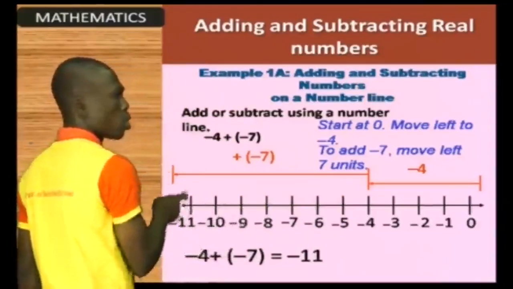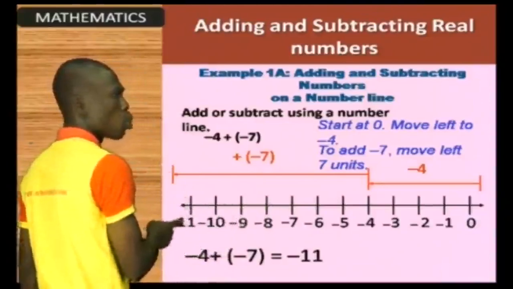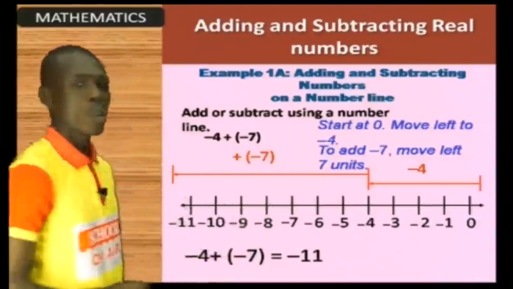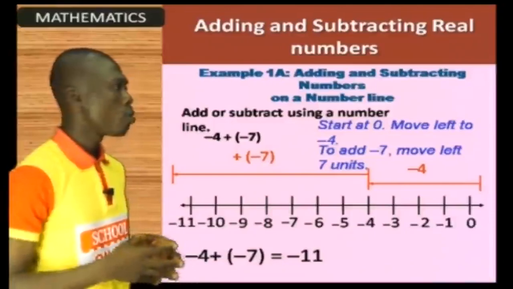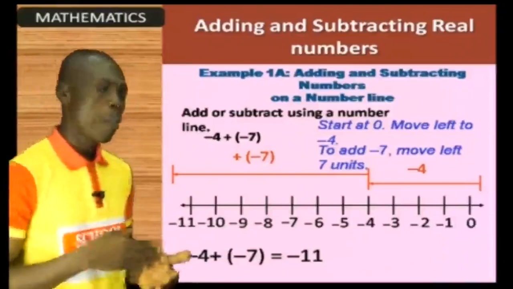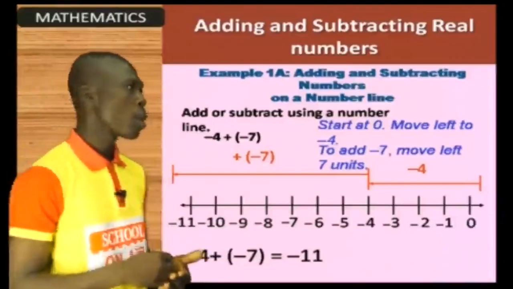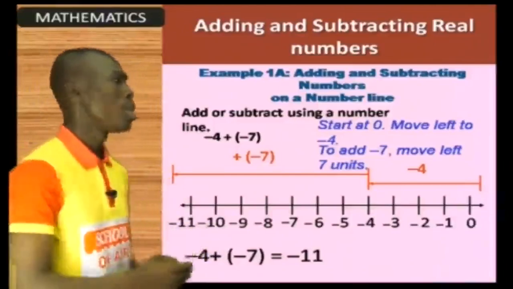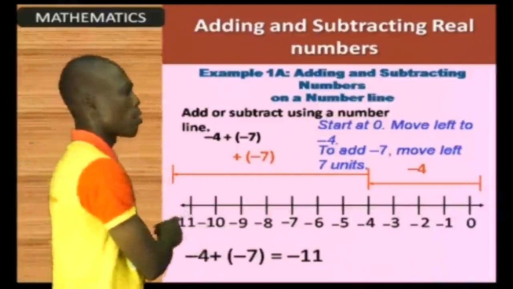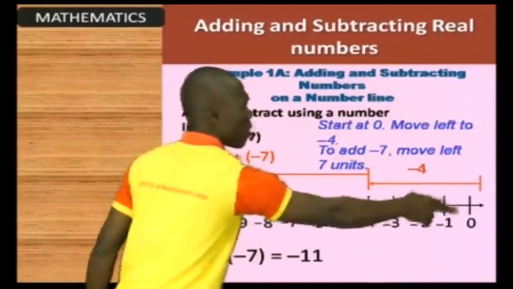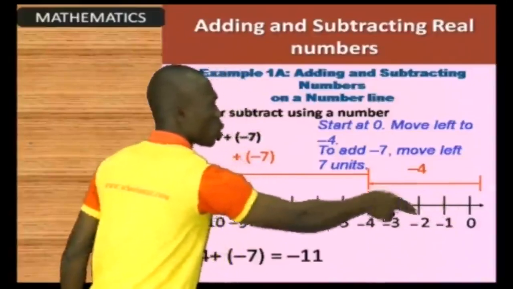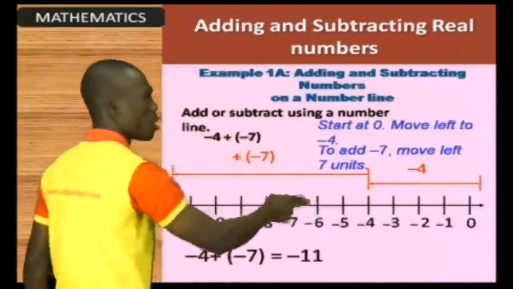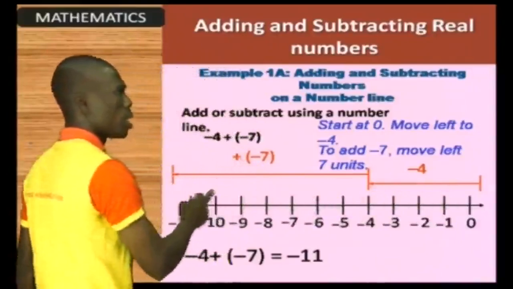And when you see that on the number line, it takes me to what? It takes us to -11. So on the number line, going from 0 to -4, and then from -4 again, taking -7 to it has taken us to -11. So if you count from 0, you will actually see we have moved 11 steps. 1, 2, 3, 4, 5, 6, 7, 8, 9, 10, 11.